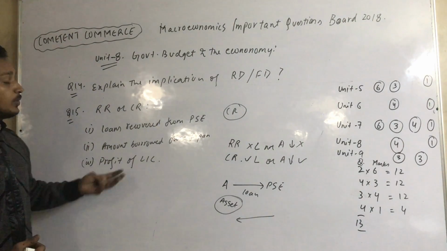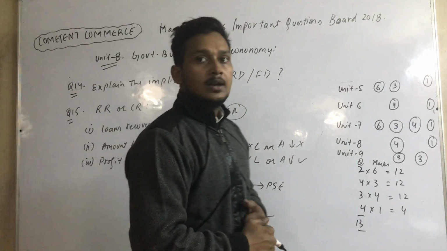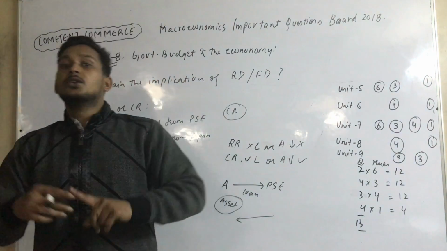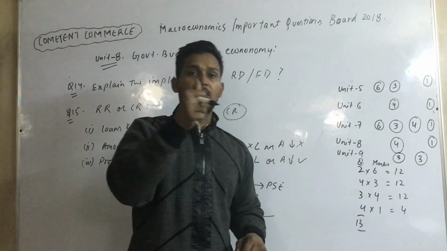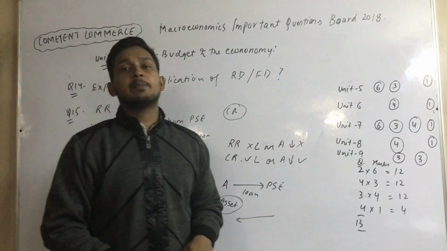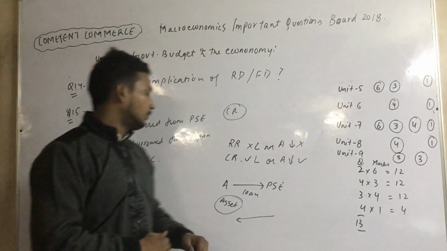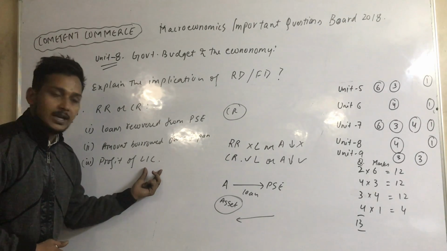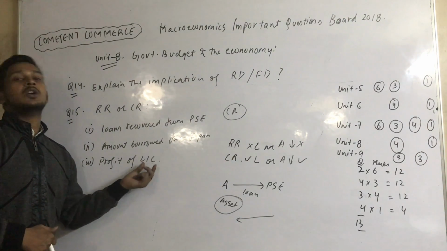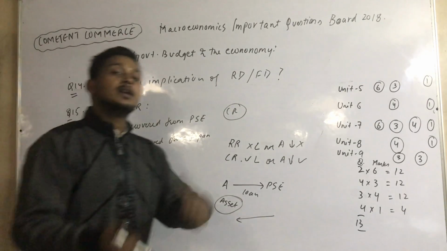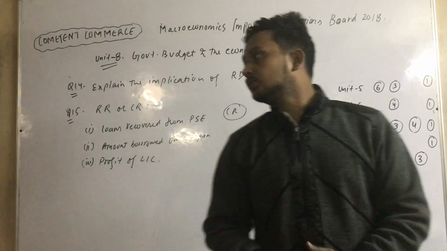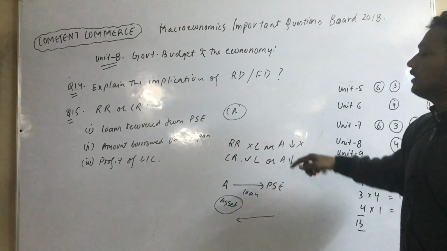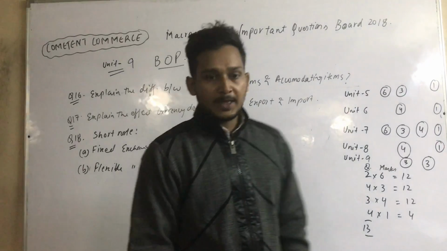Now the third point is profit of LIC. We know that sources of revenue are two: non-tax revenue and tax revenue. In case of non-tax revenue, profit of public sector enterprises is one of its components. So profit of LIC, LIC is your public sector enterprise, right? Therefore the profit of LIC will be included in revenue receipts. Why is it so? Because it neither creates any liability nor causes reduction in the assets of the government.